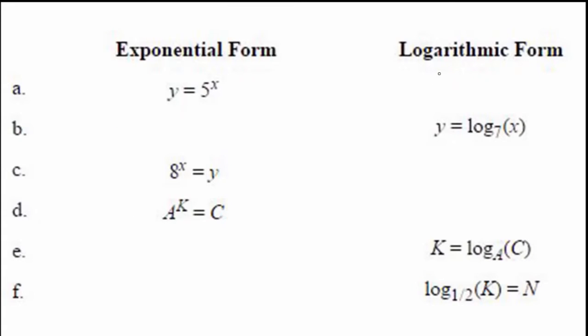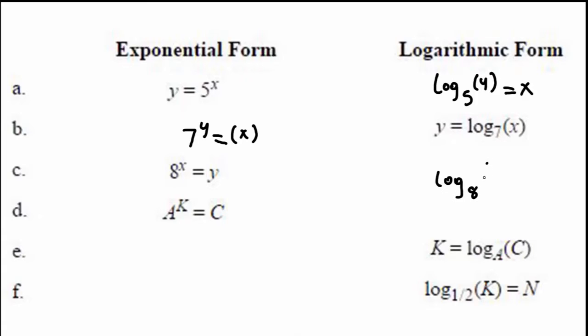For this one, y equals 5 to the x. That would be log base 5 of y equals x. And for that one would be 7 to the y equals x. And for that one would be log base 8 of y equals x. And for that one would be log base a of c equals k.